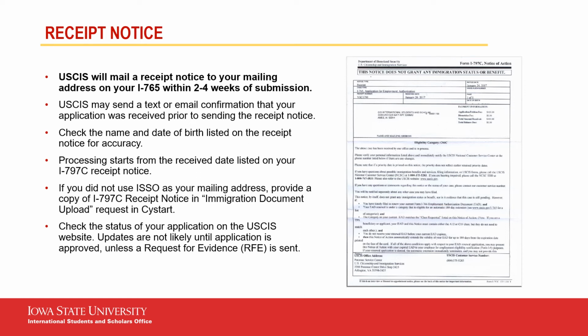If you did not use ISSO as your mailing address, then please provide a copy of the receipt notice through the immigration document upload form in SciStart. With your receipt number, you can check the status of your application on the USCIS website.